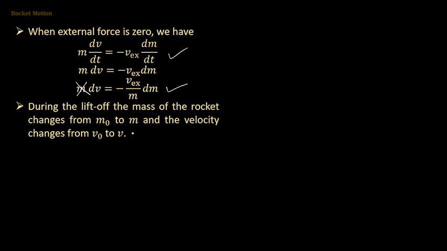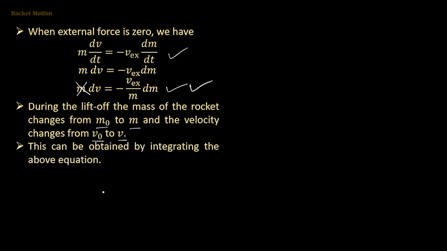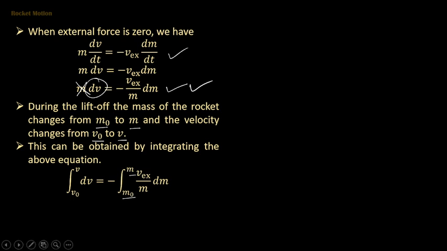Now during the liftoff, the velocity of the rocket changes from say v0 to v, and at the same time its mass changes from m0 to m. The way these changes have occurred can be understood by integrating this equation. So we integrate the left hand side from the velocity v0 to the final velocity v, and the right hand side is integrated from the initial mass m0 to the final mass m.